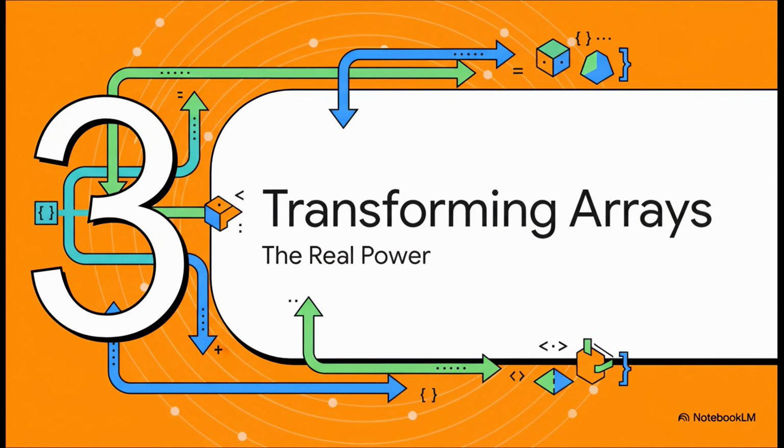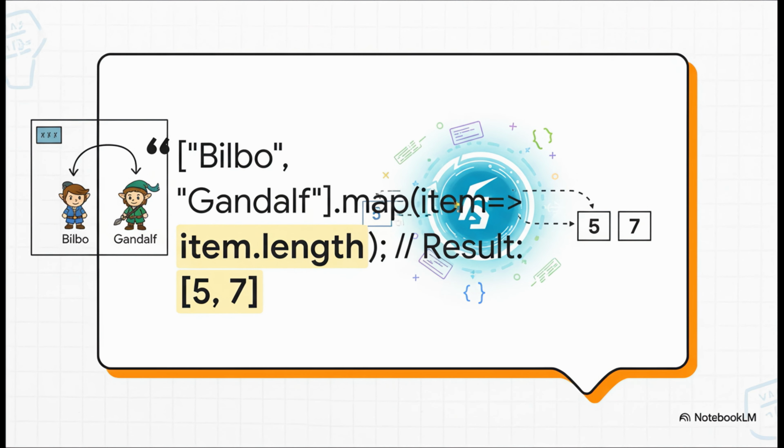Okay, now we're getting to the really cool stuff. These next methods, they don't just find things or make small changes. They let you transform your array into something completely new. This is where you can really start to build some powerful and elegant data pipelines. Let's talk about map. The map method is an absolute workhorse. It lets you create a new array by running a function on every single element in your original one.